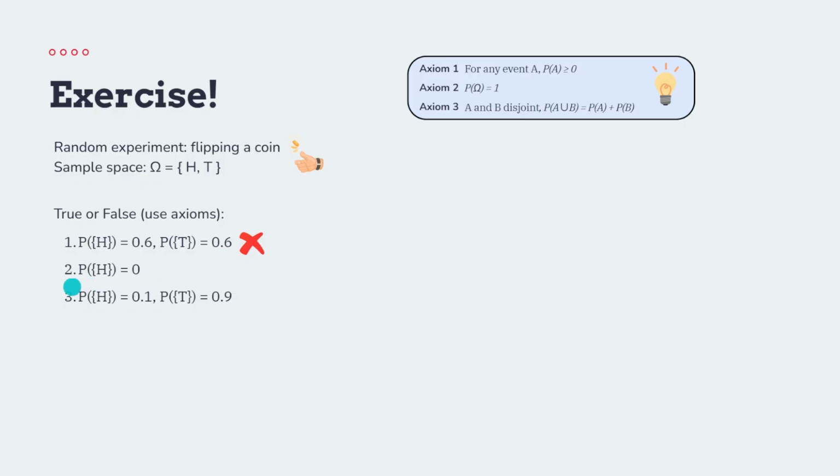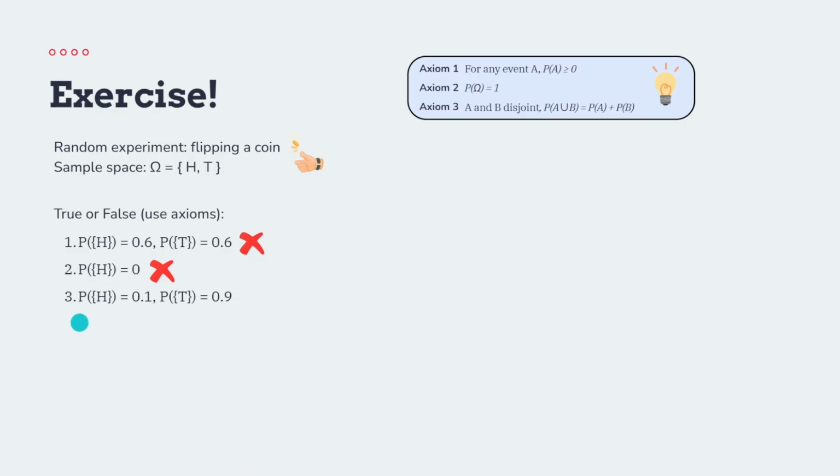Next statement, probability of heads is 0. Now this is a bit nuanced because it doesn't go against any of the three axioms. But for practical reasons, when we define a sample space, all of the outcomes here are possible outcomes, and therefore in this case heads is always possible. We cannot assign it to 0, otherwise it would be impossible, making this statement false. This will be more involved when we talk about continuous sample spaces.